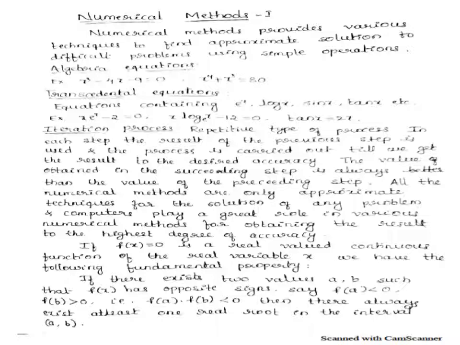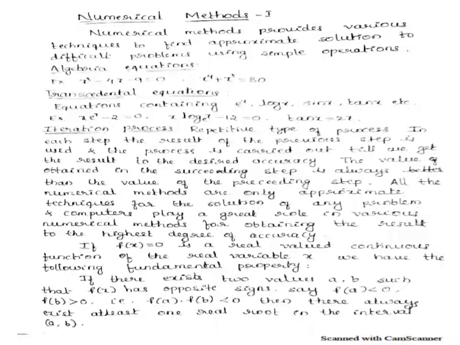Now, numerical methods use the iteration process, which is a repetitive type of process. In each step, the result of the previous step is used and the process is carried out until the desired accuracy is obtained. The value obtained in the succeeding step is always better than the value of the preceding step.